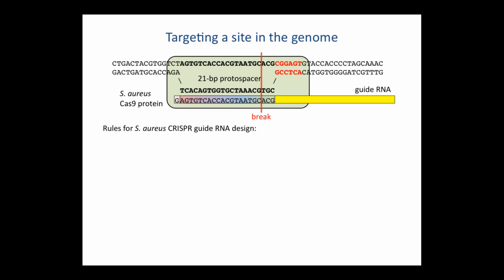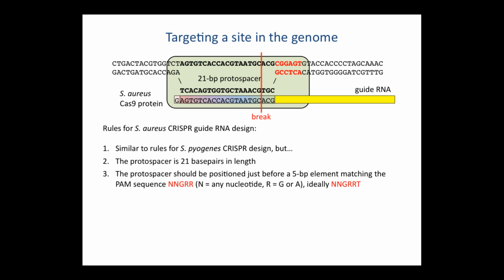The rules for designing the Staph aureus guide RNA are largely the same, with a few critical distinctions. The protospacer is 21 nucleotides in length, rather than 20 nucleotides. The protospacer must be positioned upstream of a different PAM. The Staph aureus PAM is more complex than the Strep pyogenes PAM, with the sequence NNGRR, where R is a purine, whether guanine or adenine. The optimal PAM is thought to be slightly longer, with the sequence NNGRRT.